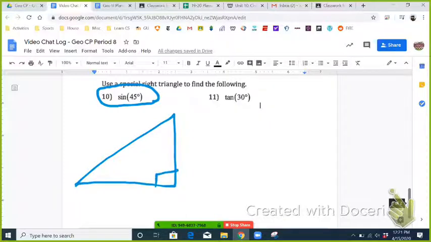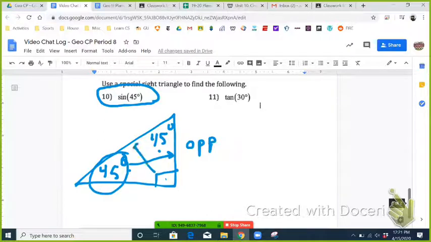And it says the sine of 45, which means we need a 45-degree angle. So I'll make that one 45. Well, by default, this angle also has to be 45 because they have to add up to 180. 45 plus 45 plus 90 adds up to 180. Alright, so remember, the sine of 45 is the ratio of the opposite leg over the hypotenuse. And the hypotenuse is always across from 90.